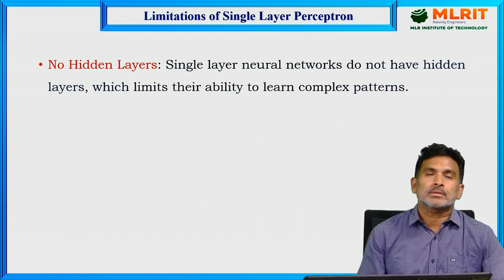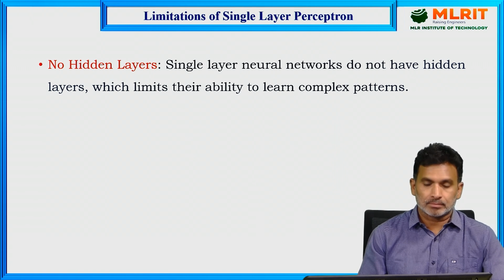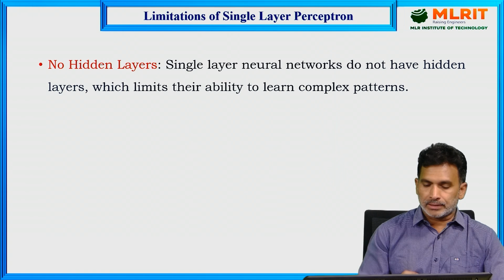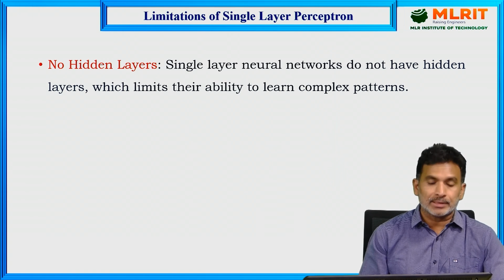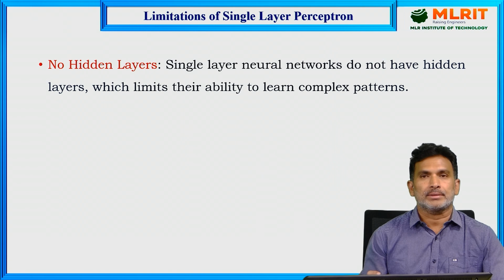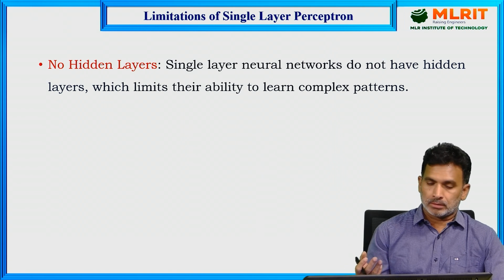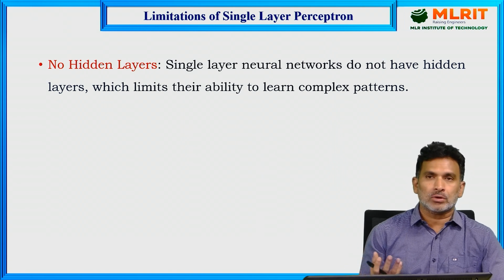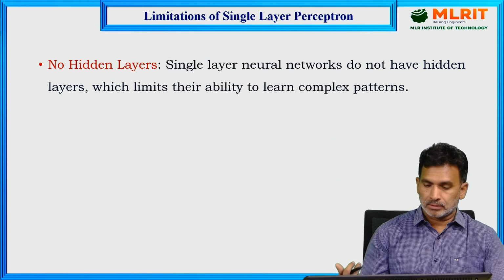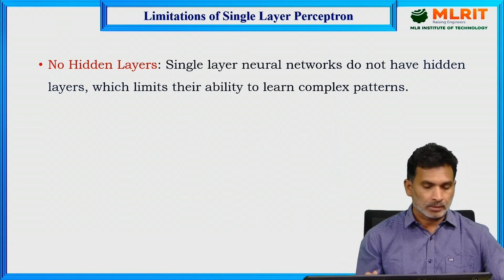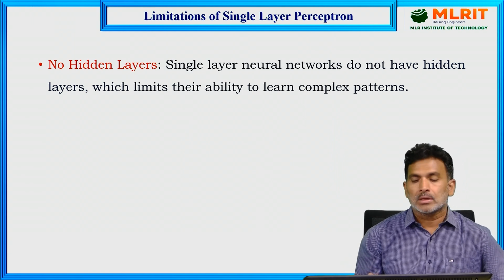Next one is there are no hidden layers in single layer perceptrons. So single layer neural networks do not have hidden layers, which limits their ability to learn complex patterns. How an artificial neural network would learn the complex patterns, we will discuss in the next slide. So these are the limitations of a single layer perceptron.